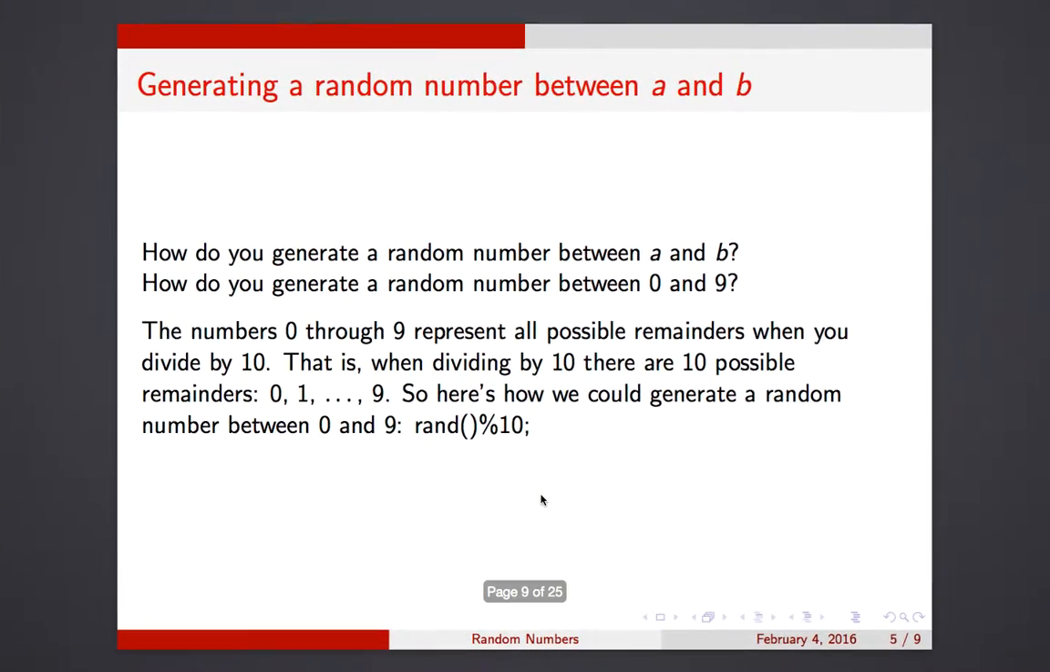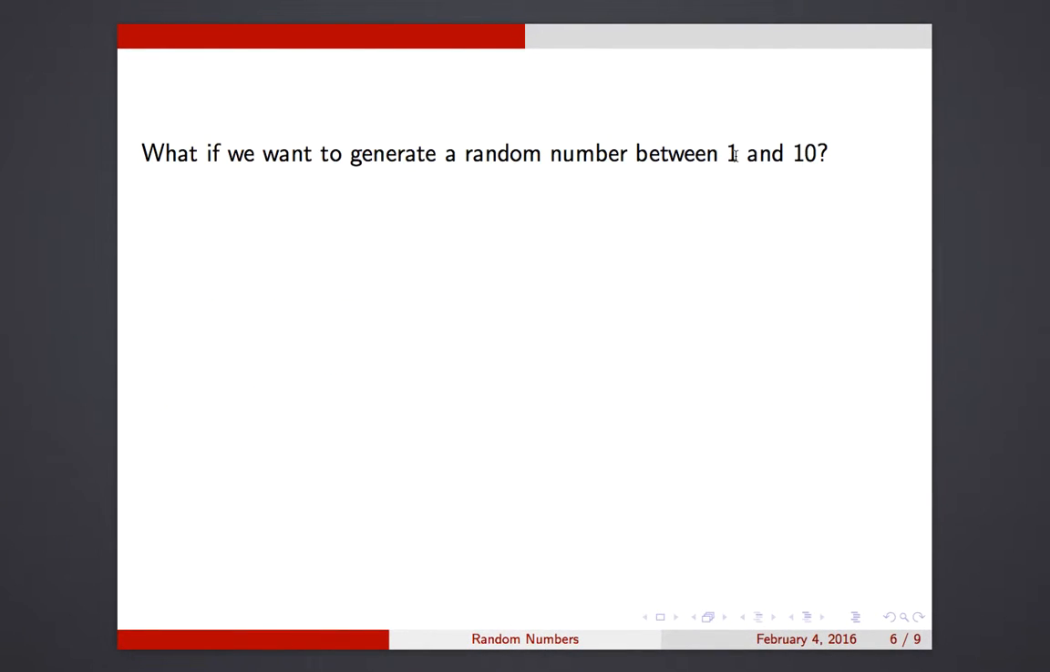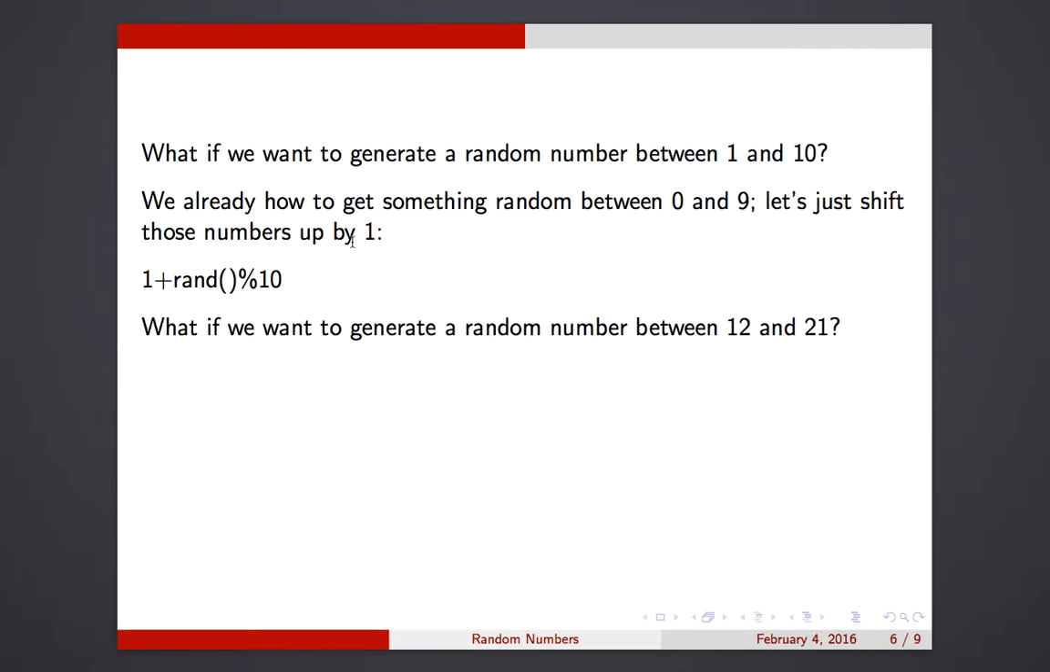Well, what if you want to generate a random number between 1 and 10? Well, we know how to generate random numbers between 0 and 9 now, so all you got to do is take those 10 options and shift them up by 1. Okay, so here is a random number between 1 and 10 now. You took your possible options between 0 and 9 and just did plus 1 on them.